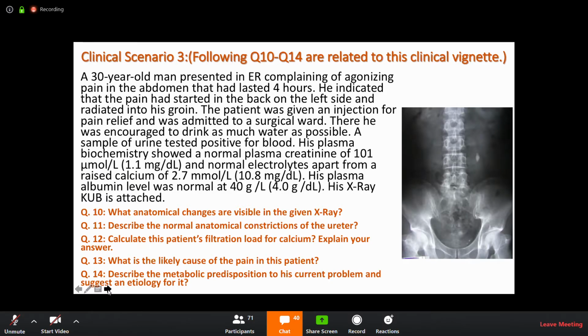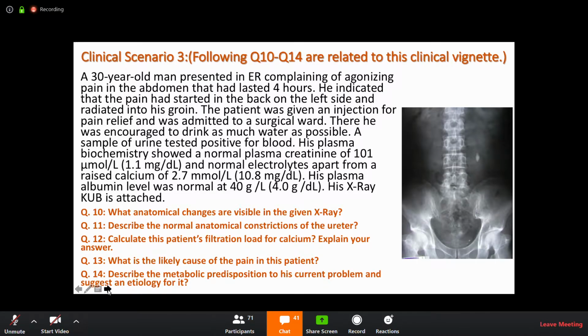So this is the story of a 30-year-old person who presented with pain that is agonizing, and that radiates from where? From the loin to groin. We're talking about the left side, the pain radiating from loin to groin. So now that is my clue. With this clue, I'll come to this X-ray.